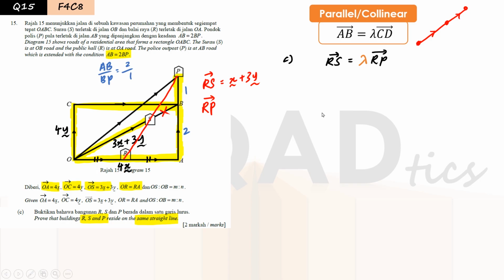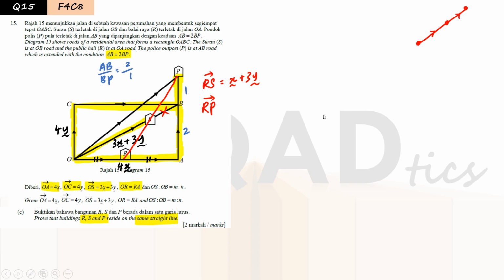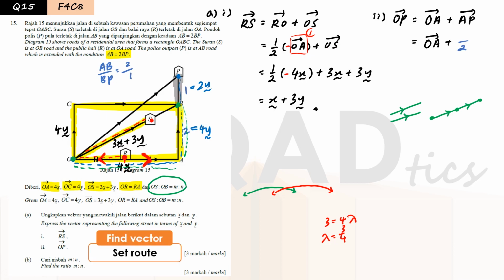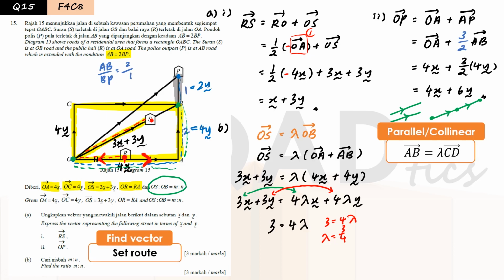Okay, let's go back to part B. Let me show you something. Sorry, I need to scroll a bit. Okay, this part. Just now, we proved that lambda is 3 over 4, right? But we just used the x value only. We ignored the y value. Actually, we need to do it, but if we use the y values and compare, it will be the same value. Lambda equals 3 over 4.